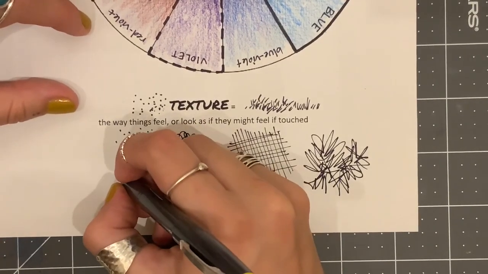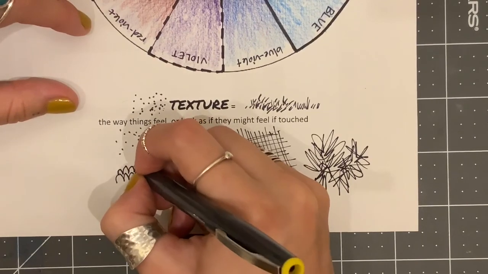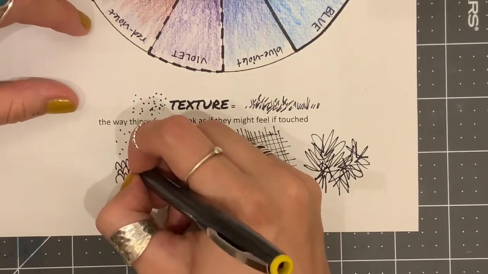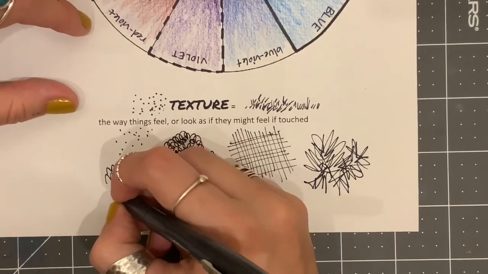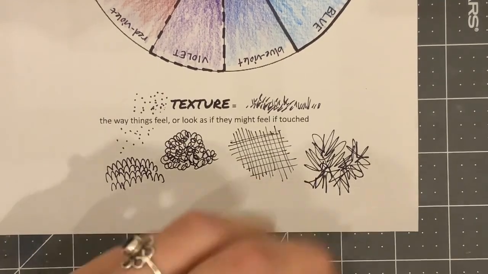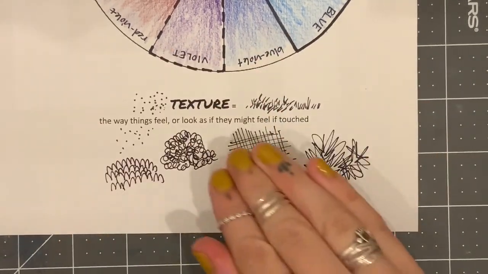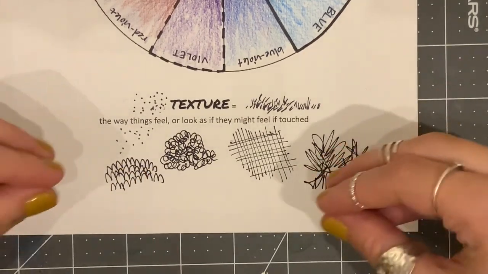Texture could be more methodical. Maybe it has continuing lines, like scales. This one looks almost like scales or something, like on a fish. So texture can be created with all different types of lines, and we'll have a whole project going on with the idea of texture.